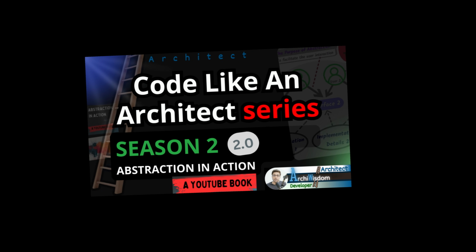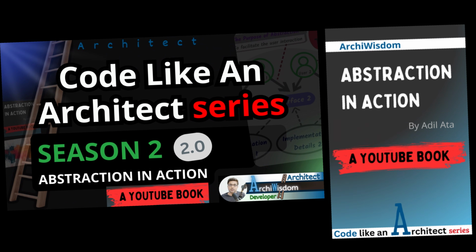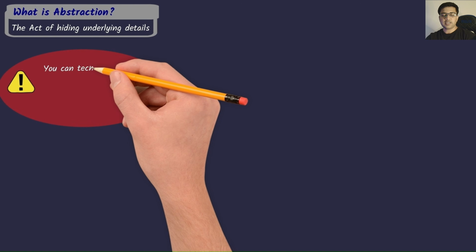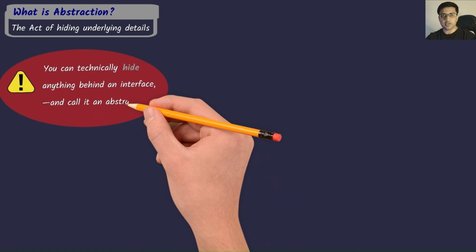Season 2 of the Code Like an Architect series, Abstraction in Action. What is abstraction? As we have already learned in the big picture, abstraction is the act of hiding the underlying details, right? But here's the catch. You can technically hide anything behind an interface and call it an abstraction.